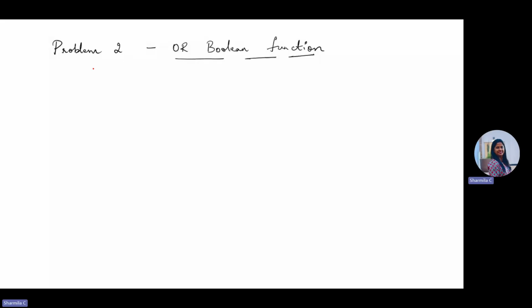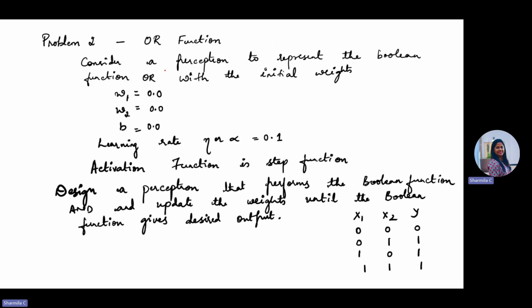We'll take the second problem on perceptron. The second problem is a Boolean function, that is the OR Boolean function. You people are familiar with the truth table of the OR Boolean function. So we'll take the truth table as the input and we'll see how to learn the weights for the OR Boolean function. Now, the question is, consider a perceptron to represent the Boolean function OR with the initial weights.